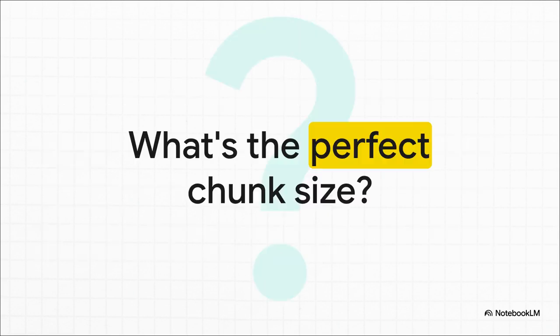So all this talk about architecture circles back to a really practical, critical question. We know there's this fundamental trade-off, right? Small chunks are great for precision, but large chunks give the LLM the context it needs to generate a good answer. So, what's the verdict? Is there a perfect chunk size? Let's see what the research actually tells us.